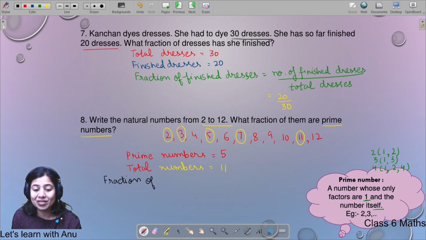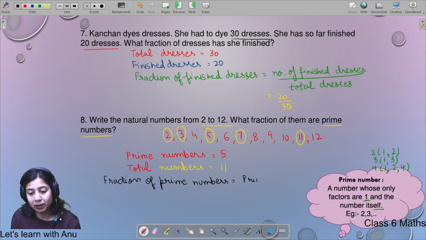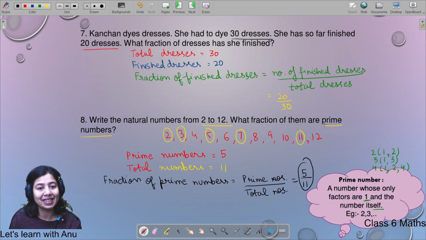Fraction, class, how is it written? I just explained it. Fraction of prime numbers is always written like this. Numerator will be whatever they are asking. So here we will write the number of prime numbers upon total numbers, right? So prime numbers are 5 and total are 11. So fraction will be 5 by 11. I hope everyone is clear about it.